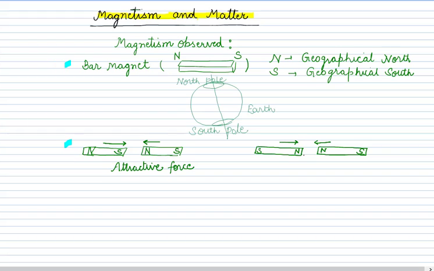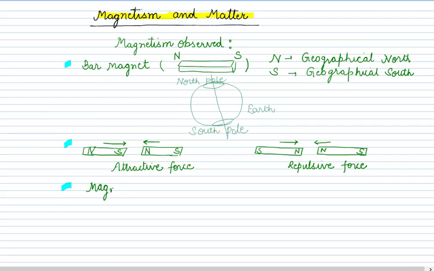If we try to bring two similar poles of a dipole magnet together, this is a permanent magnet, these are the two dipoles, then if north is brought close to north or if south is brought close to south, they always repel each other. That means there is a repulsive force. This magnetic property is very similar to electrical properties, where different charges attract each other and same charges repel each other. Similarly, for magnetic poles, like poles repel each other and opposite poles attract each other.